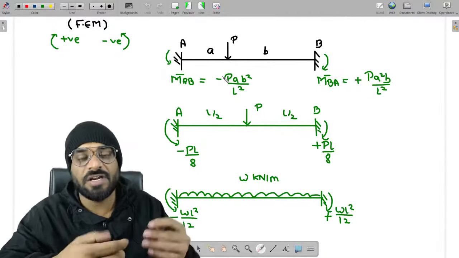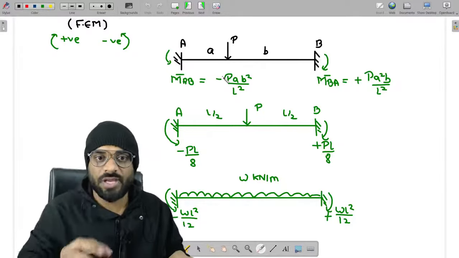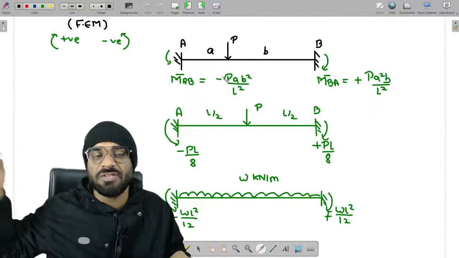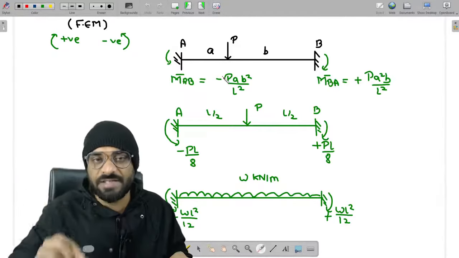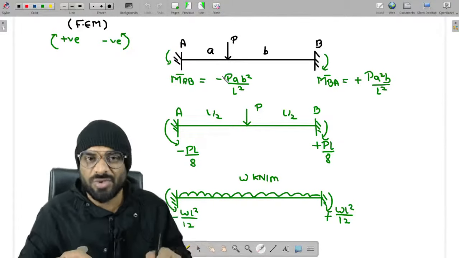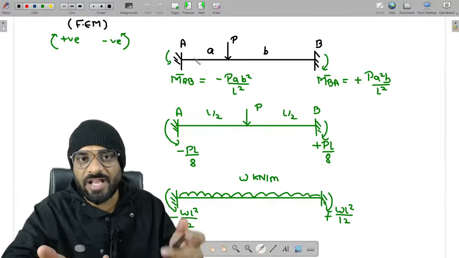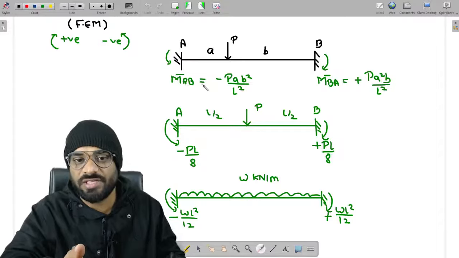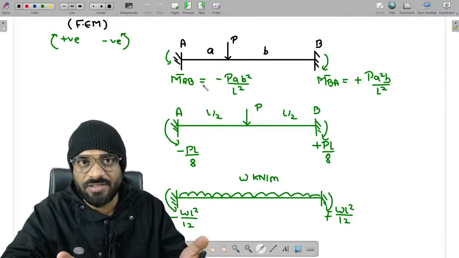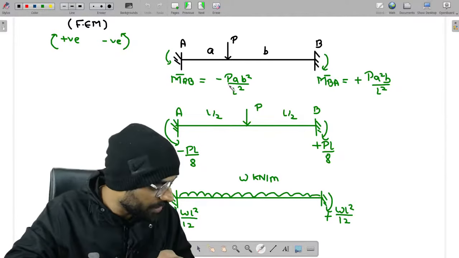Getting a point? Let us suppose I want to tell what is the moment at support A. So I will write it minus PAB square by L square. By using minus, I am able to understand the direction is anti-clockwise. So in the figure I know that it may get conflict, but in the actual condition, you have to use these values only. That's why I'm writing it. So don't mix this particular thing and don't take it otherwise, right? Clear, Sumant?